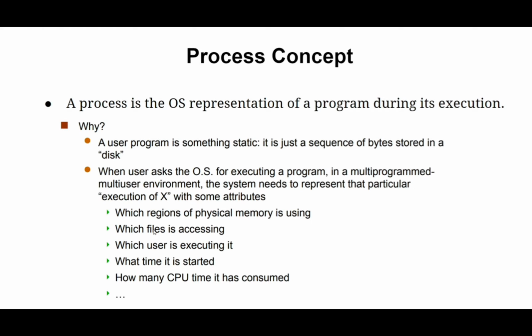Some of these attributes are which regions of physical memory this process is using, which files this process is accessing, which user is executing this process, what time it has started, also how much CPU time this process has consumed, and more.